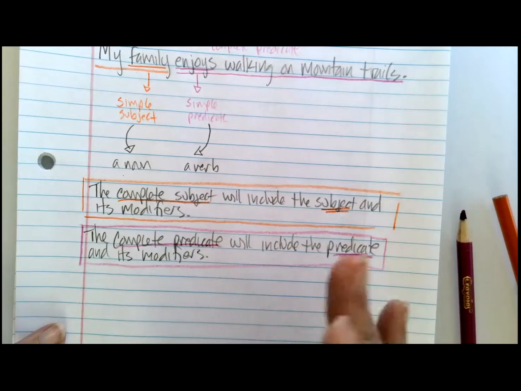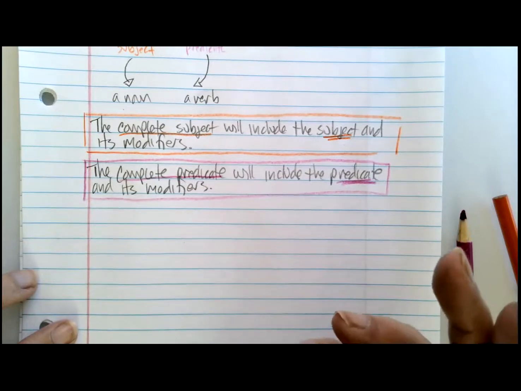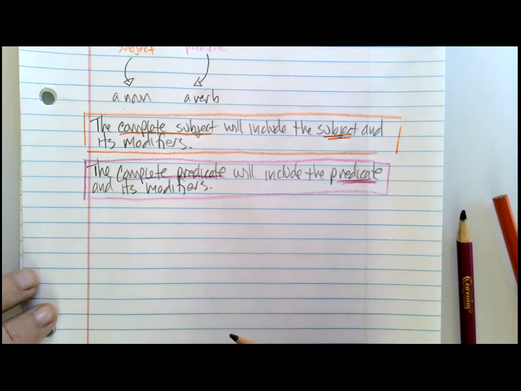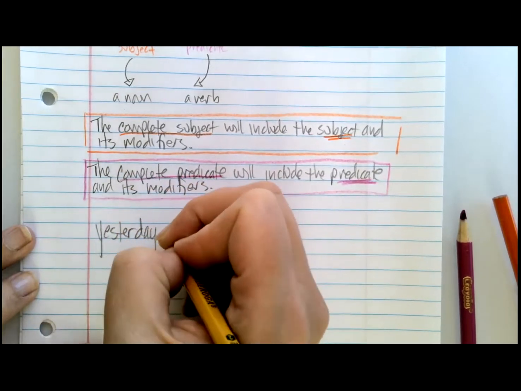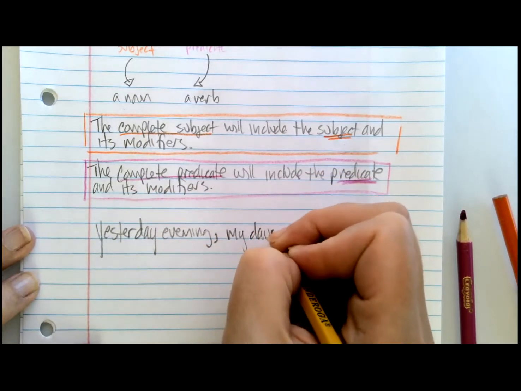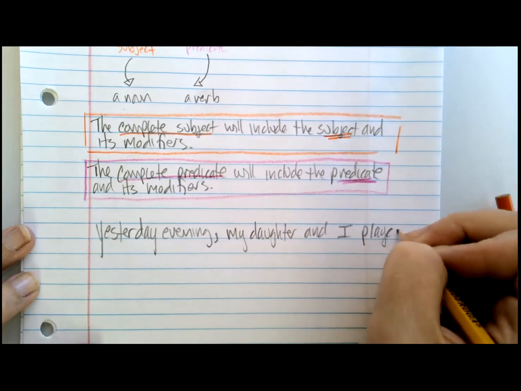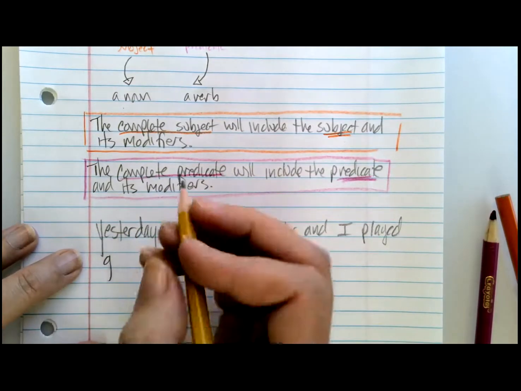Okay, now we're going to have one example where I identify to you that we can have a plural subject, and we can have a plural predicate. So we're going to have a sentence here that has both. So you're going to write the following: Yesterday evening, comma, my daughter and I played games and sang funny songs. And notice how I'm skipping a line here, okay? So I want you to skip a line at this point.